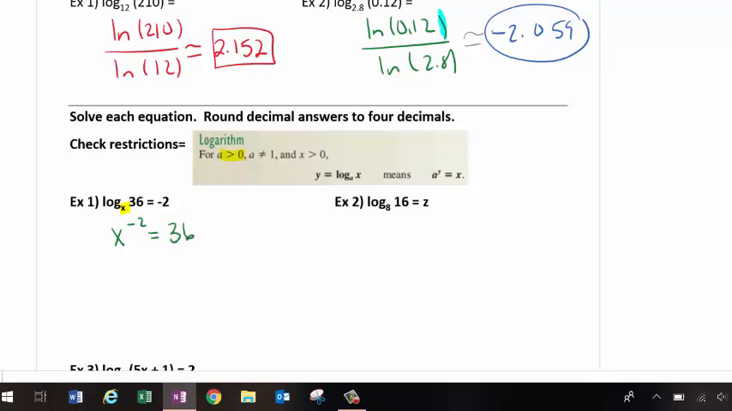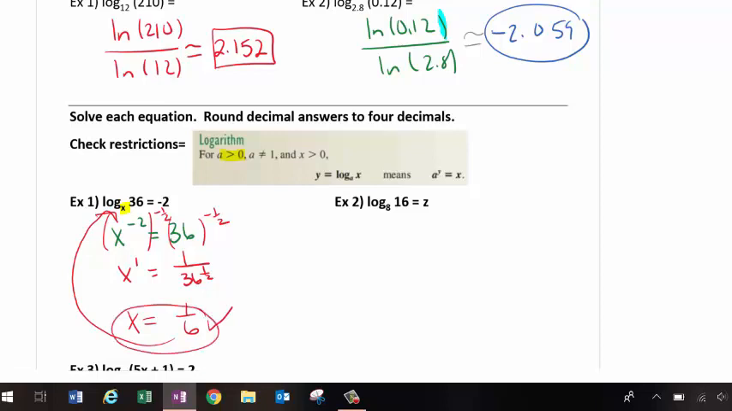Now we need to get rid of that negative 2 exponent on the left, so I am going to raise both sides to the negative 1/2 power, because the negative 2 times the negative 1/2 will give me x to the first power. Negative exponent means put it in the denominator. So now we have 36 to the 1/2 power in the denominator, which can be simplified. X equals 1/6. Make sure we didn't break any rules. That's okay.